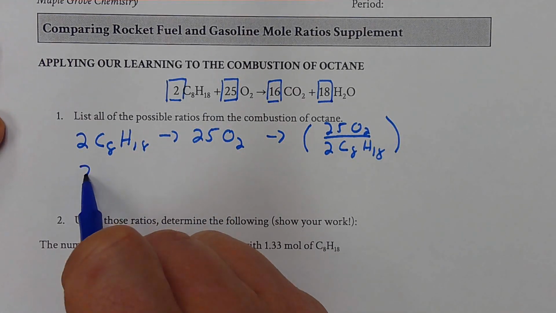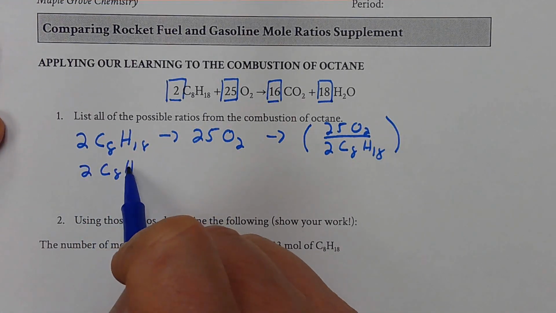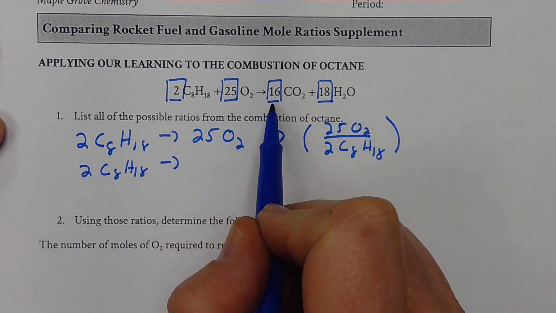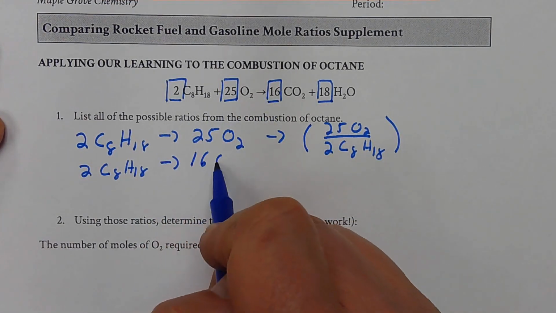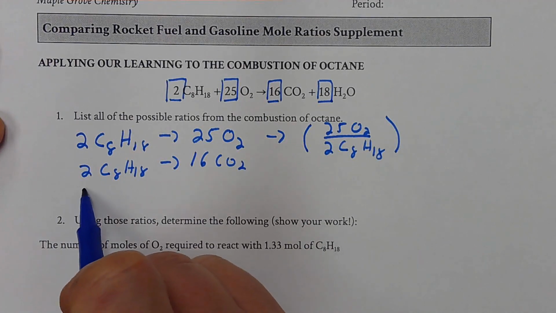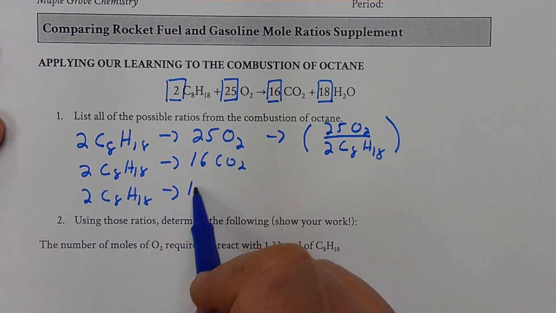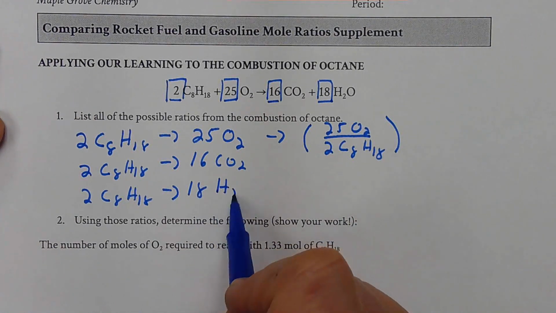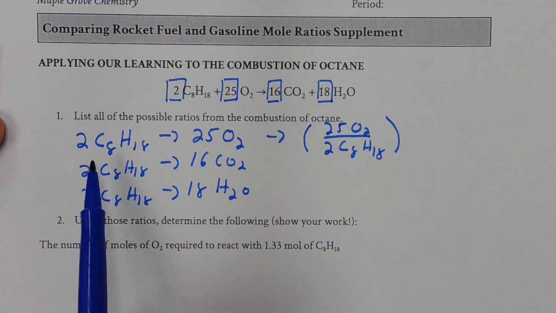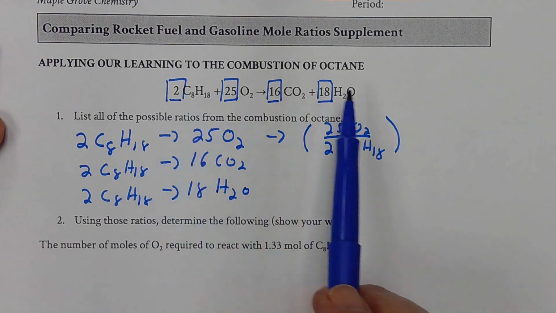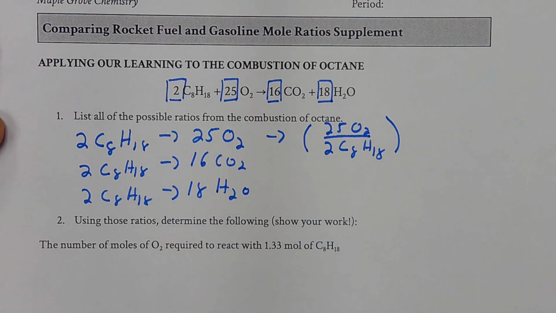Another possible ratio would be C8H18 with carbon dioxide, or C8H18 with H2O. So for every 2 moles that I have of the octane, I have 18 moles of H2O. Now, I didn't go through and write them like this for each of the other ones as well, but you could do the same thing. It could be written the same way, okay?